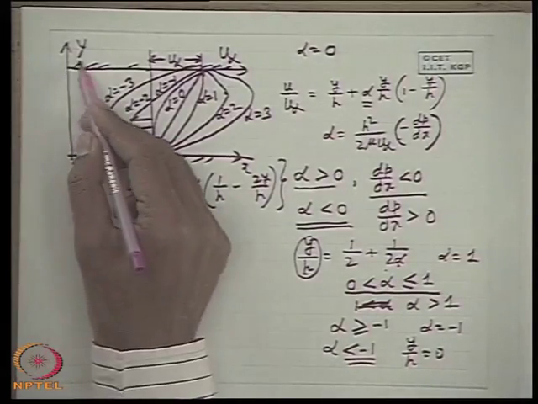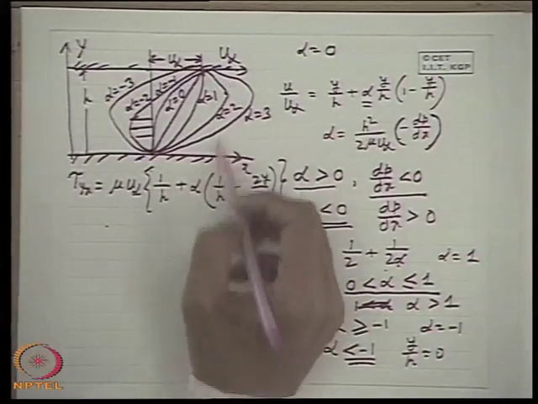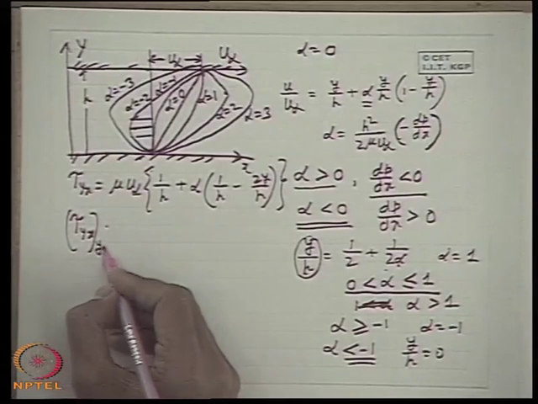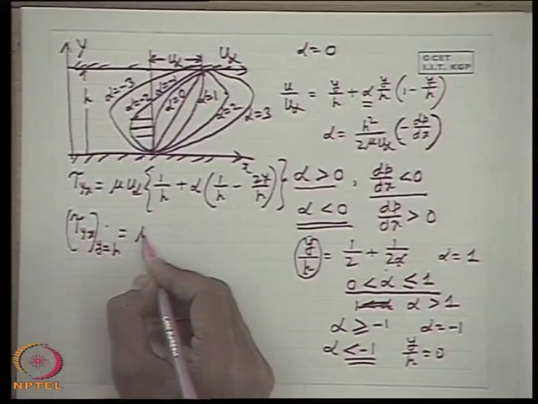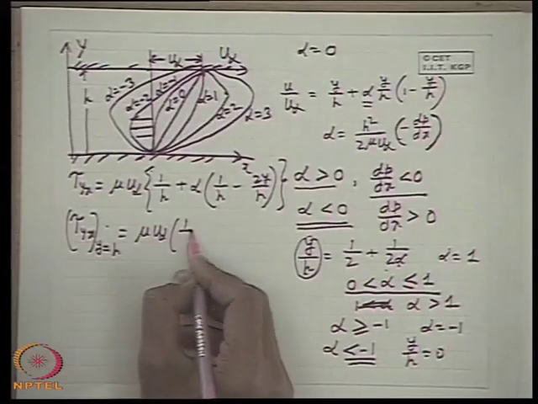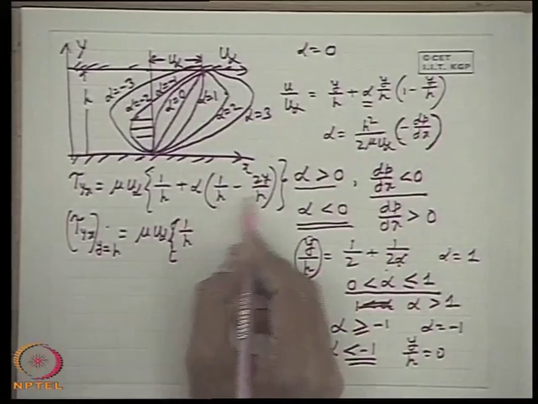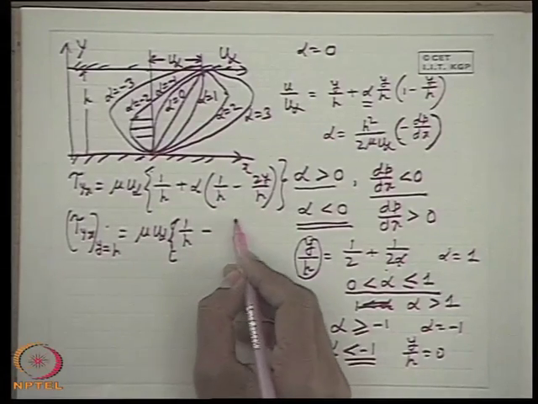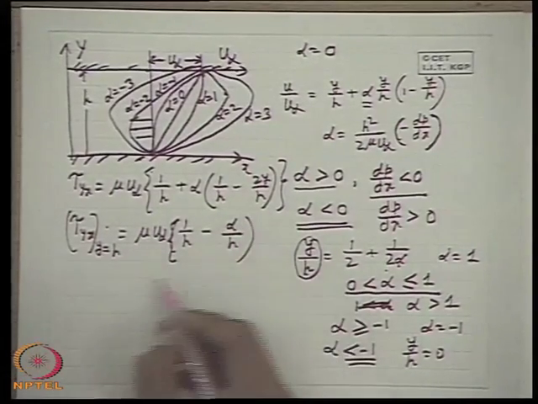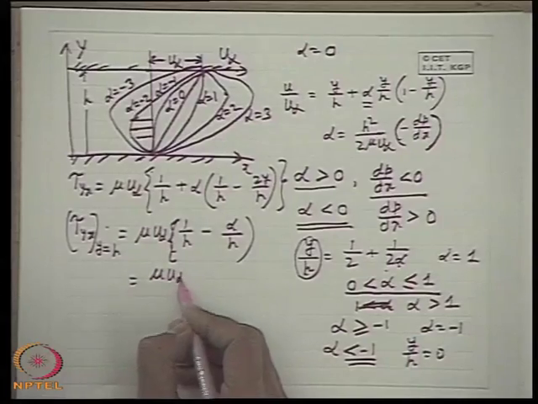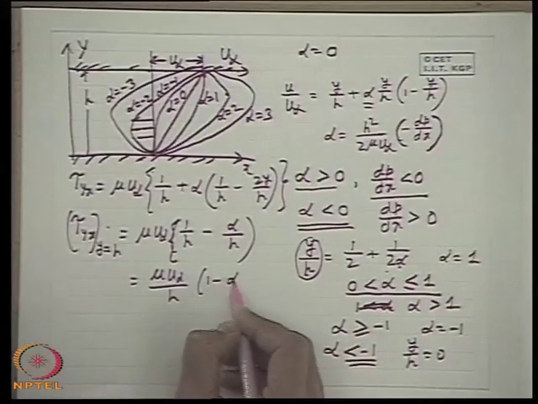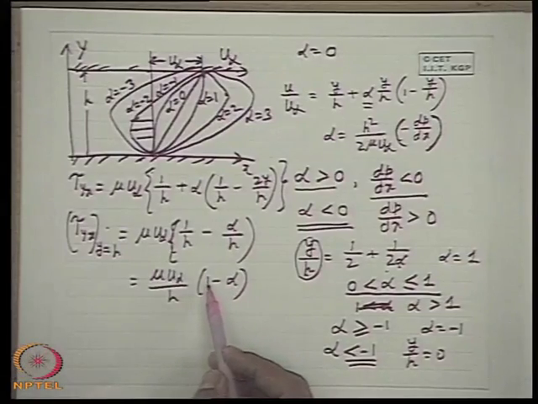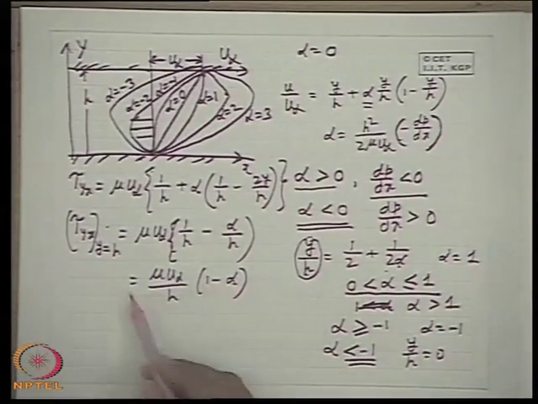Now if we are interested in the shear stress at the two walls, then first of all I write tau yx at y is equal to h. Then what we get is mu u infinity, 1 by h. If we put y is equal to h, 2 by h, 1 by h, so simply minus alpha by h. That means we can write mu u infinity by h into 1 minus alpha. So from here we see clearly one thing, that when alpha is equal to 1, then this is 0.